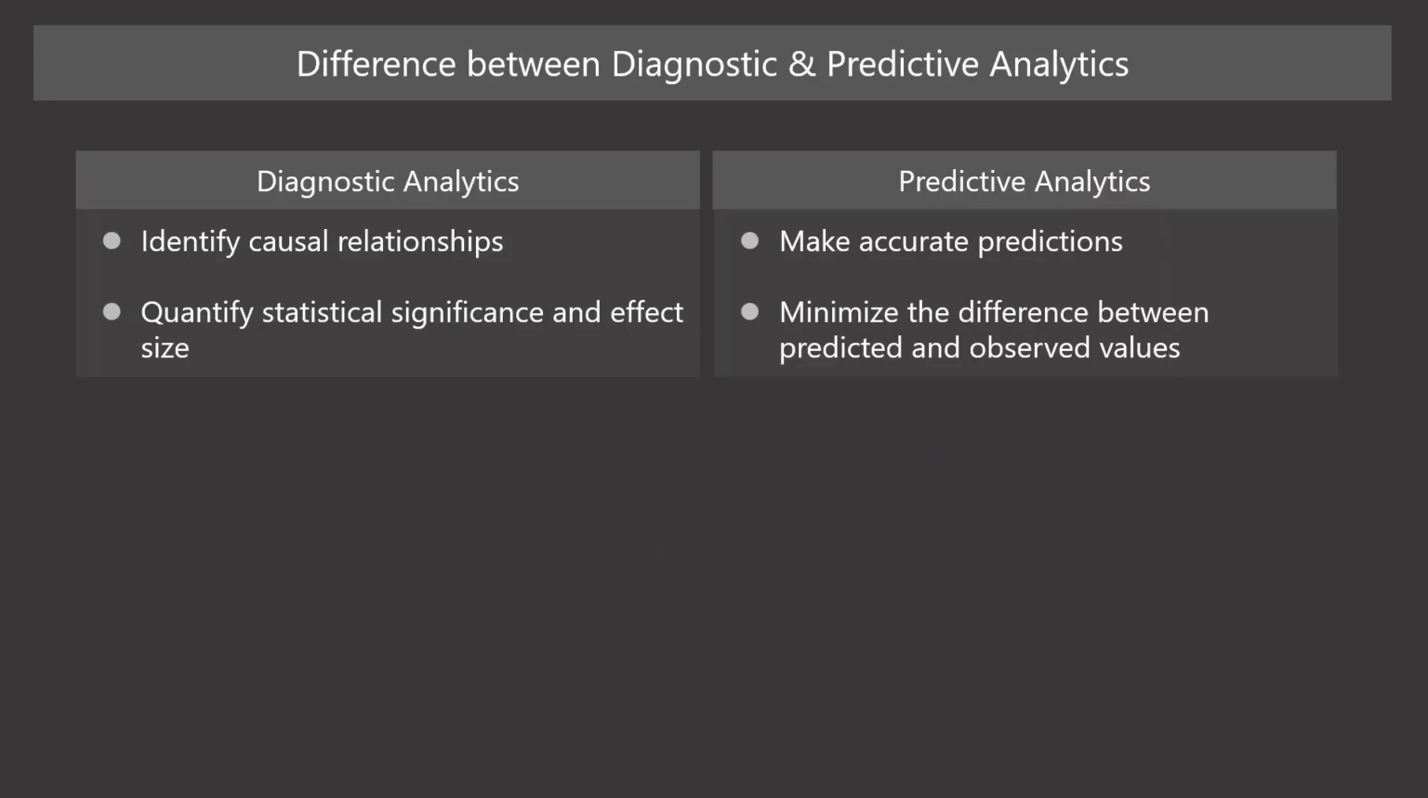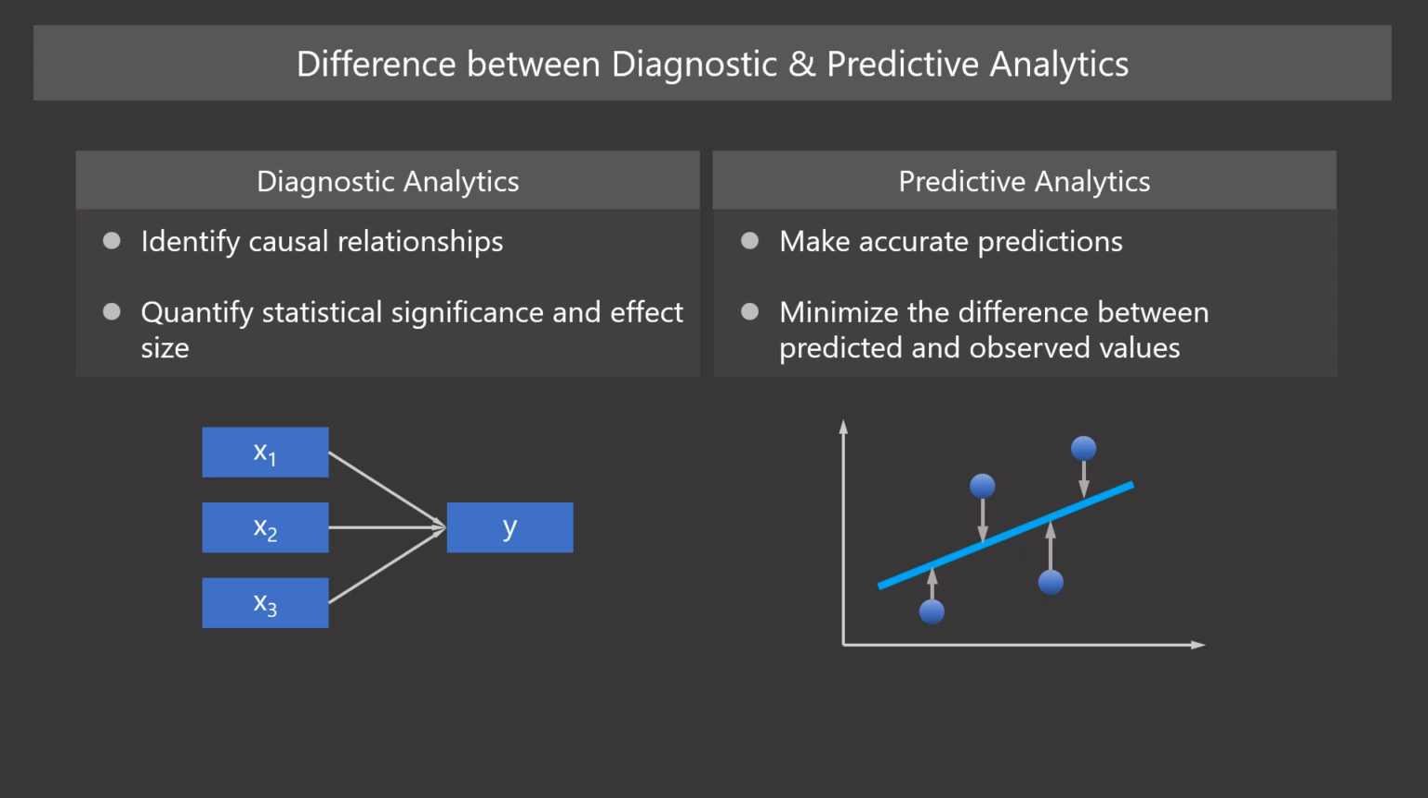Diagnostic analytics and predictive analytics are distinct, but they often use the same methods such as multiple regression analysis and logistic regression analysis. So, some may think that the difference is ambiguous. The primary difference is their purposes. While the primary purpose of diagnostic analytics is to infer causal relationships, that of predictive analytics is to make accurate prediction. Let's consider using a case of multiple regression analysis.